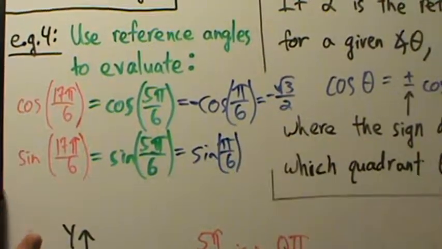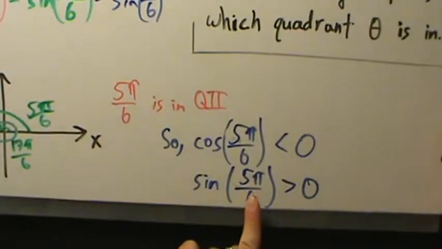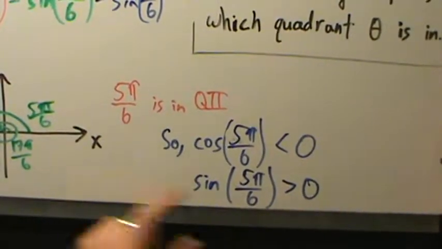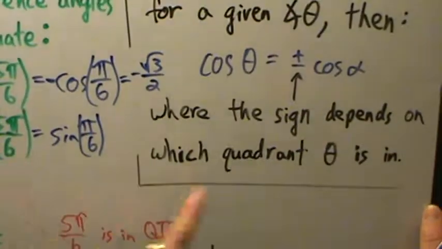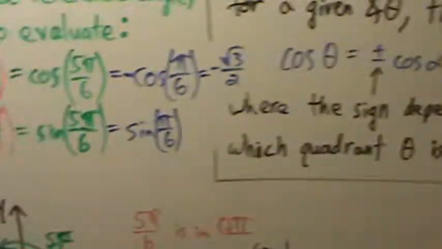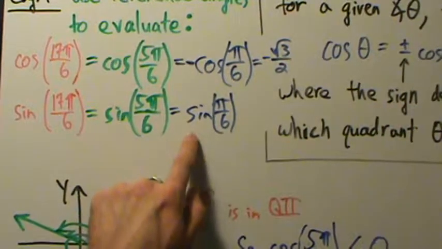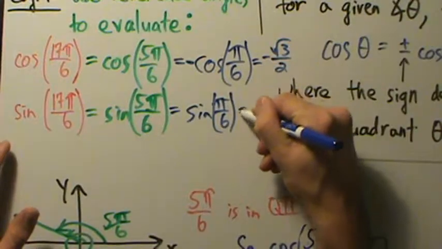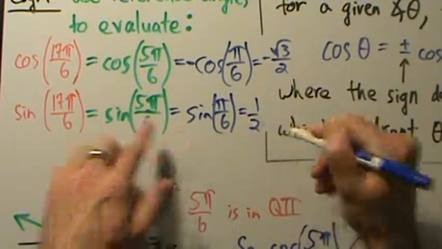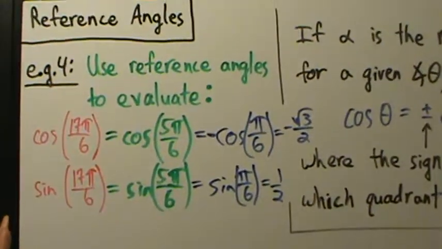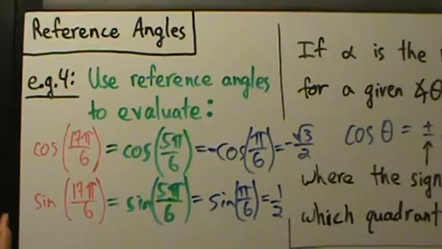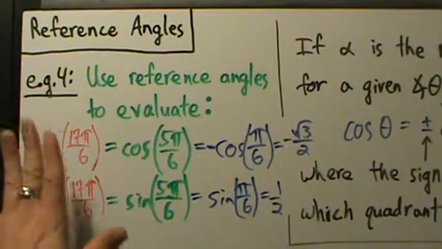Okay, and remember, the sine of 5 pi over 6 is positive. Okay, it's greater than 0 because we're in quadrant 2. So we don't take the minus sign. We just leave it as it is. So this is the sine of pi over 6, which is 1/2. Okay? So that's our answer for example 4 of using reference angles to evaluate trig functions like this.